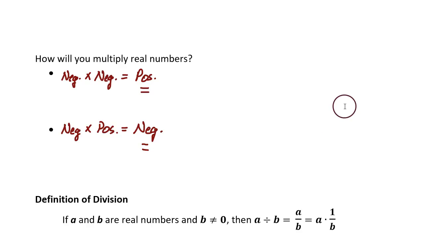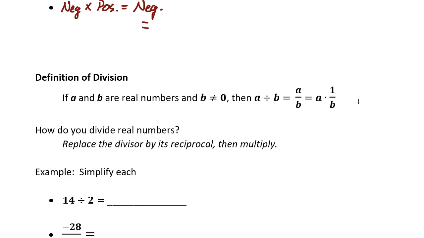Now that we've worked with multiplication, we can define division. If A and B are real numbers and B is not 0, then A divided by B, which could be written as A over B, is equal to A times the reciprocal of B. How do you divide real numbers? That definition is saying you replace the divisor by its reciprocal, then multiply.